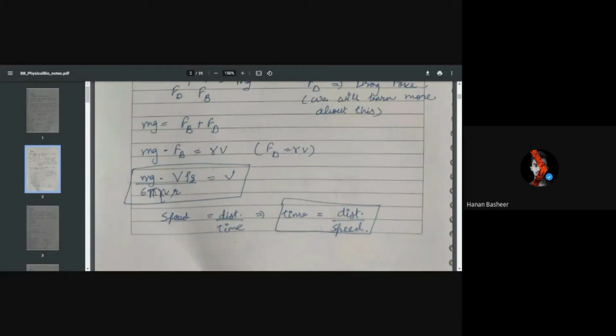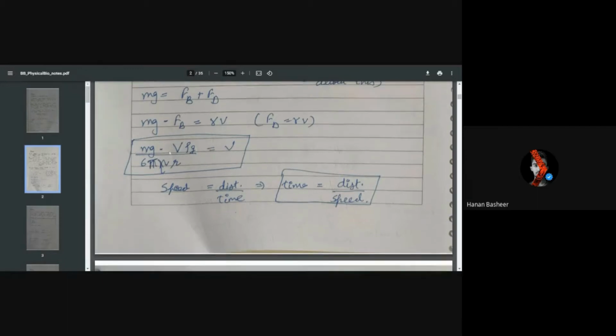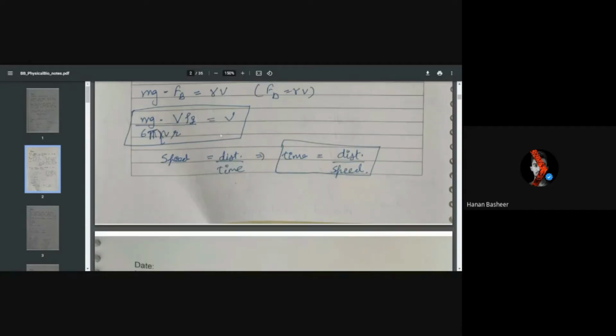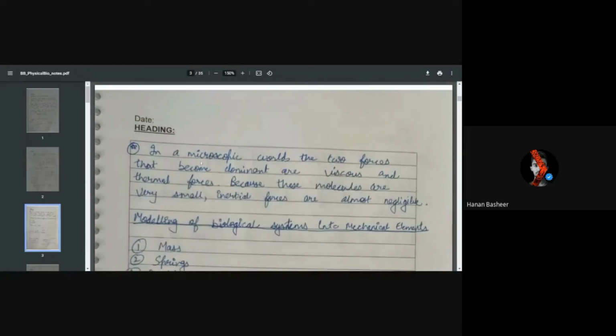Then we solve it. We know that the buoyant force is equal to the density of the liquid times the volume of the object times g. We input it, and afterwards on solving we get an equation like this. Gamma, if you recall from Stokes' law, is 6 pi r eta, with the drag force equal to 6 pi r eta v. Speed is equal to distance upon time, so we get time equal to distance upon speed from there.